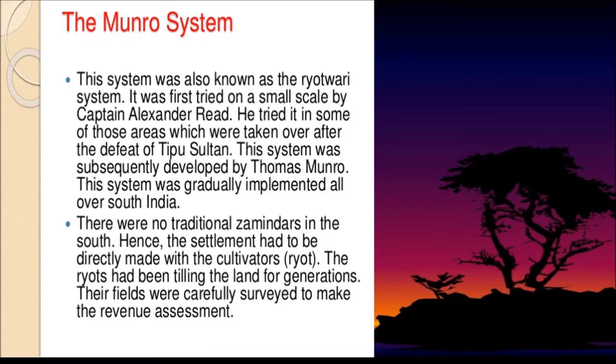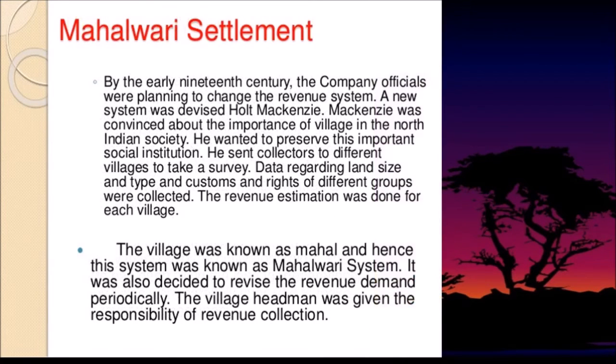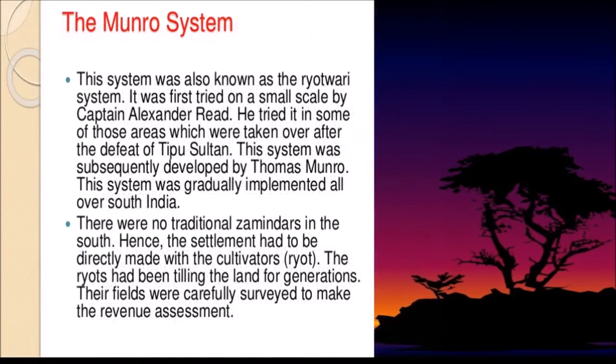Offsetting these advantages was the cost of detailed measurement and of individual collection. This system also gave much power to subordinate revenue officials whose activities were inadequately supervised. The name of the system comes from the word ryot. The name of the system comes from what? Ryot. And this is the Mahalwari system. Wait.